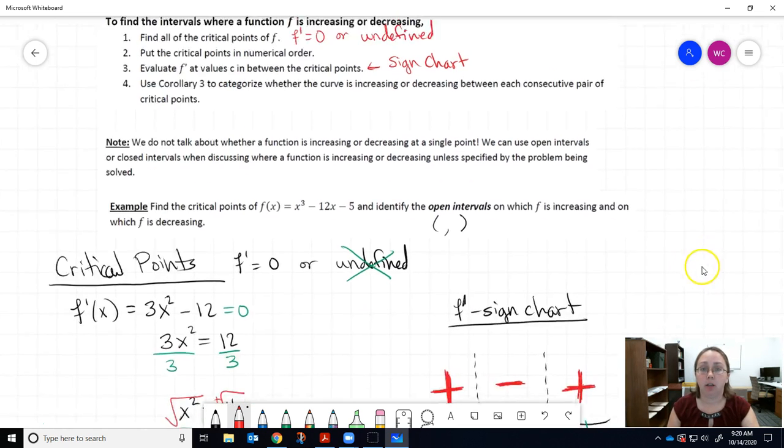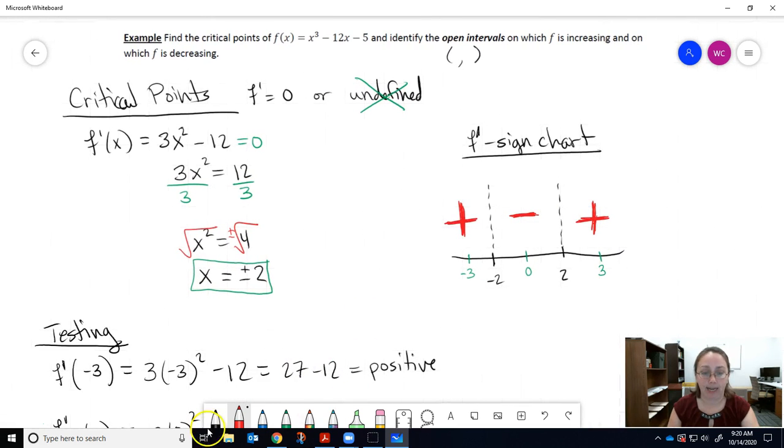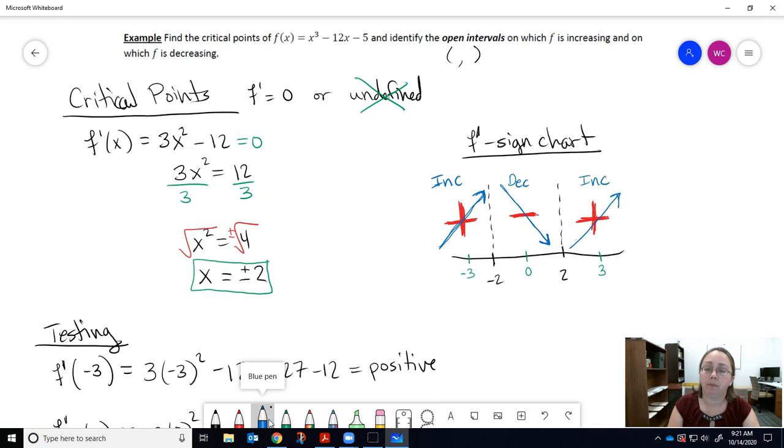Number 4, we categorize. So according to the corollary, it says if your first derivative is positive, your function will be increasing. From left to right is how you draw it, increasing. So I actually draw it. You can also write increasing, but positive derivative means increasing. Function's going up from left to right. Then you reach a critical point, which means you turn around, or potentially turn around. In this case, you do turn around because the next section is negative. So we have a decreasing function here because the first derivative is negative. And then we have an increasing function because the first derivative is positive. And there you have it.